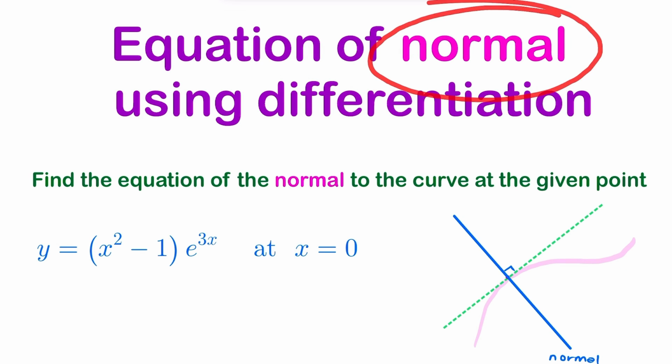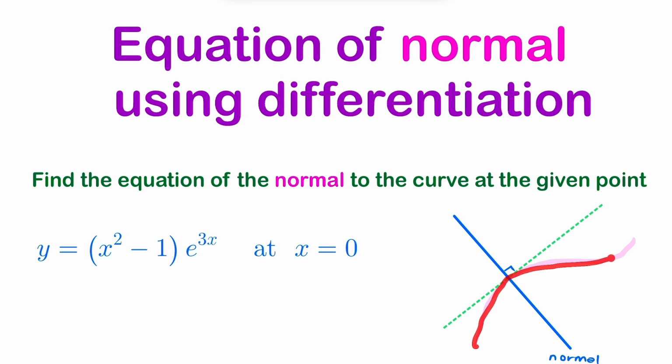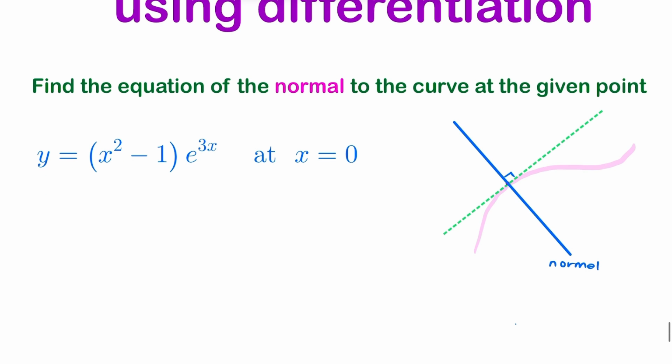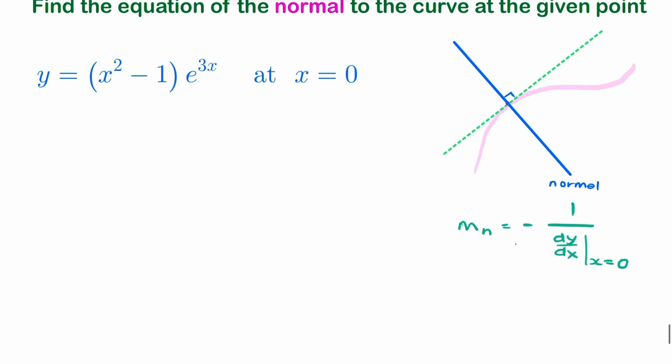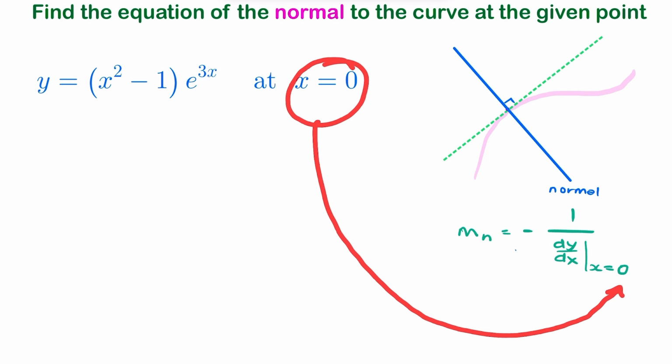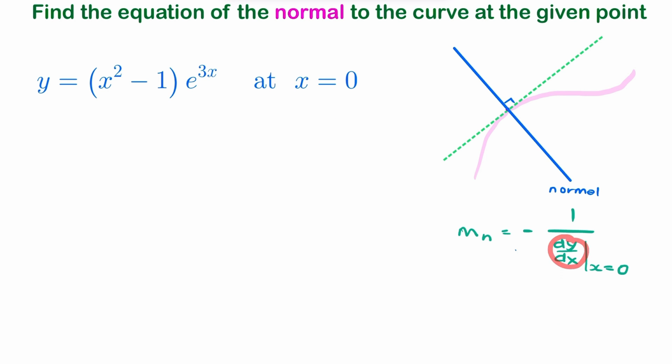To find the equation of a normal to a curve at a given point, we need to find dy by dx at that point, so you can then find the gradient of the normal. The normal is perpendicular to the tangent, so the gradient of the normal will be the negative reciprocal, that means 1 over dy by dx of the curve at the point that we're given, and this point, in this case, x equals 0. So first of all, we need to find dy by dx.